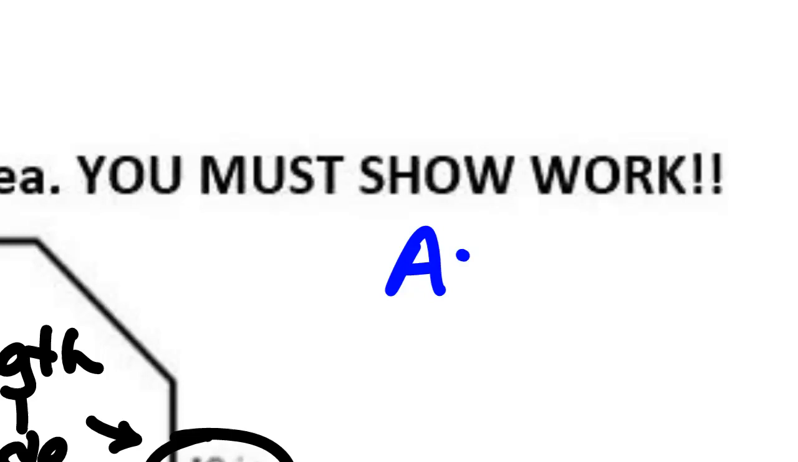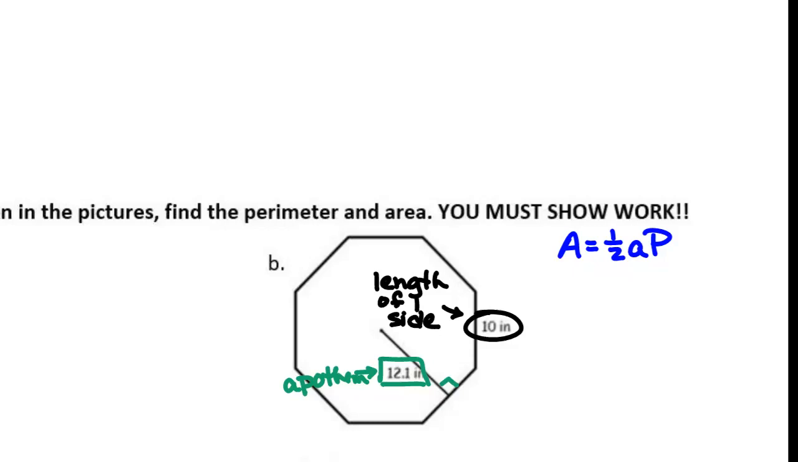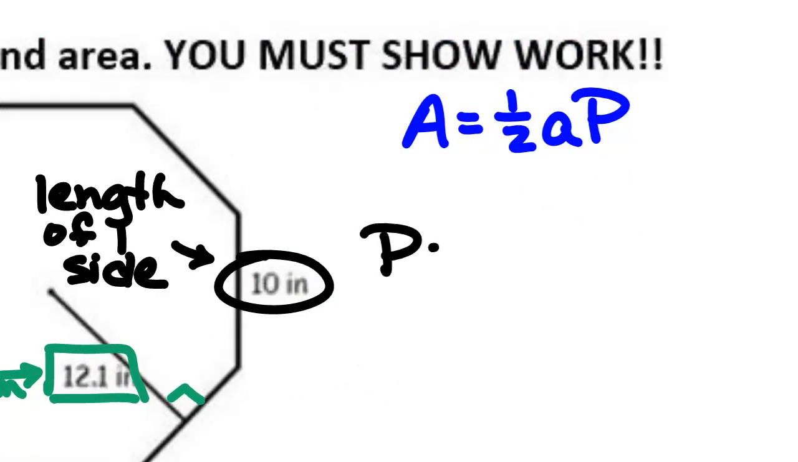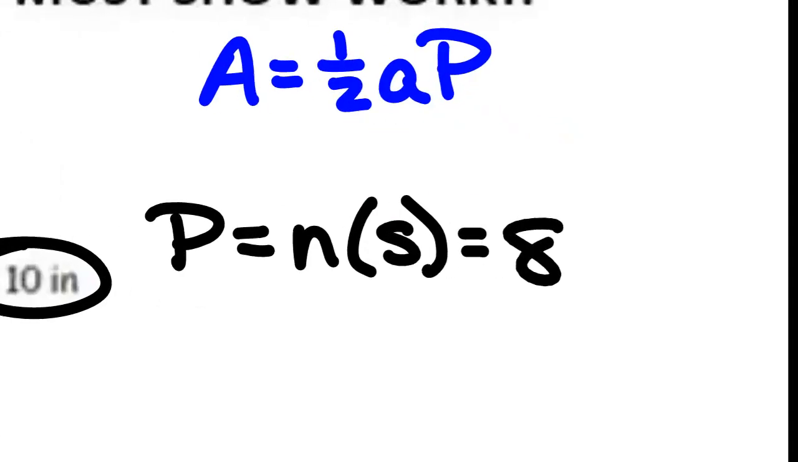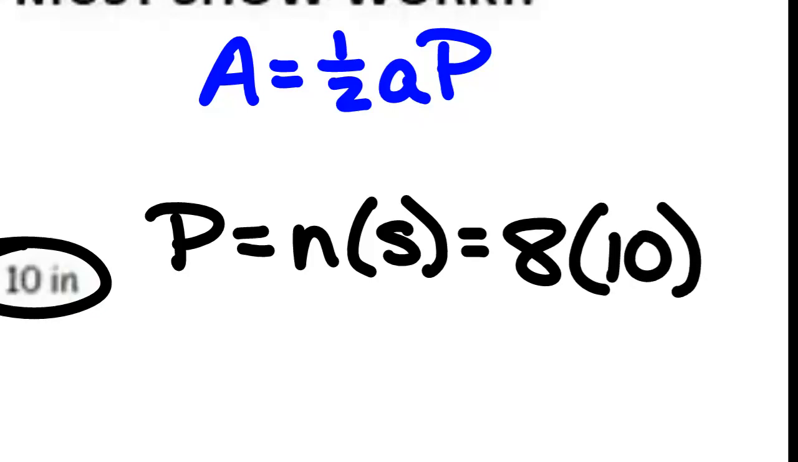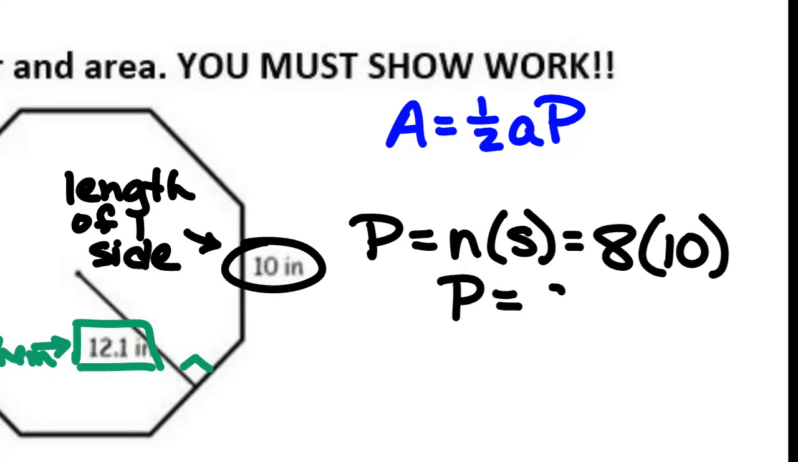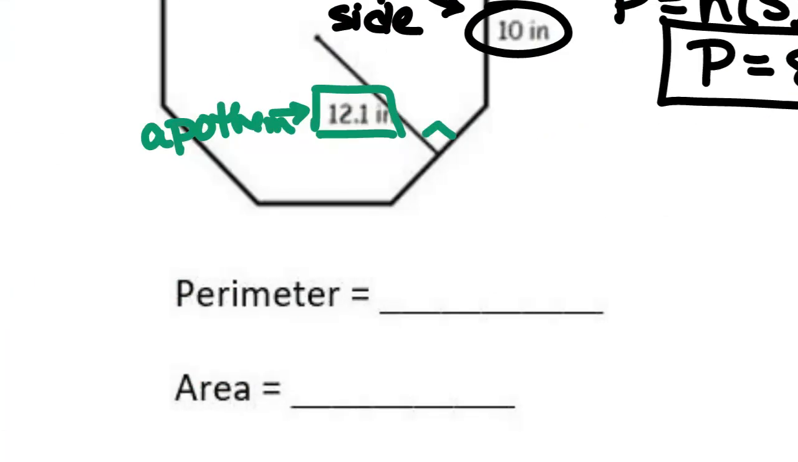So to find the area of this figure, 1/2 apothem times perimeter. We were asked to find the perimeter anyway. For the perimeter, we need the number of sides times the length of one side. How many sides do we have? No, there's more than 6 sides. 8 sides. How big is each side? 10 inches. So 8 times 10 gives me 80. So our perimeter is 80 inches. That's the first thing I needed to find.